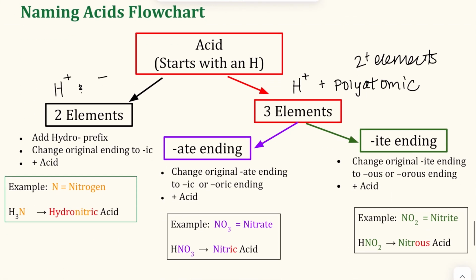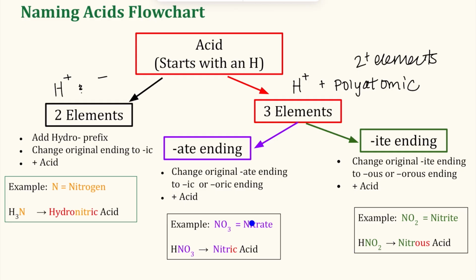And so if we have an acid, our compound starts with an H and it's 3 elements, meaning it has a polyatomic in it, we need to consider what the original ending of the polyatomic was. So if that polyatomic had an "ate" ending, like nitrate, NO3, so if we look at HNO3, it starts with an H in the compound. I have 3 elements, hydrogen, nitrogen, oxygen. That NO3 is nitrate. I am going to change the original "ate" ending to "ic." I'm not going to get mad about spelling on that. Really, it's just which one sounds the best.